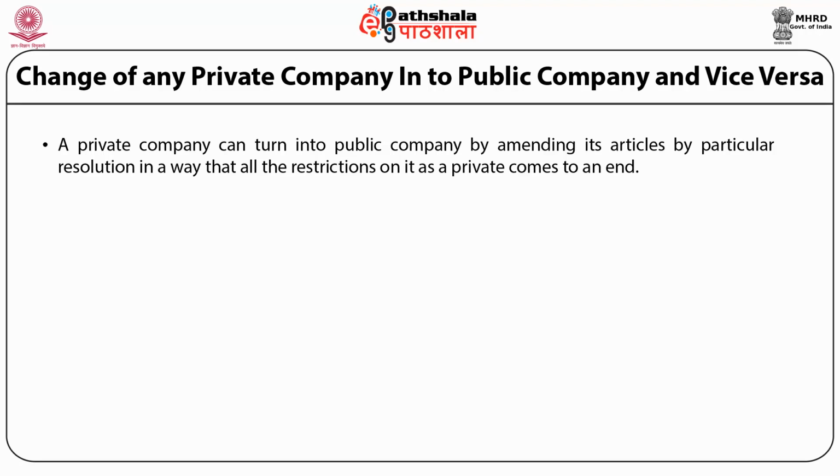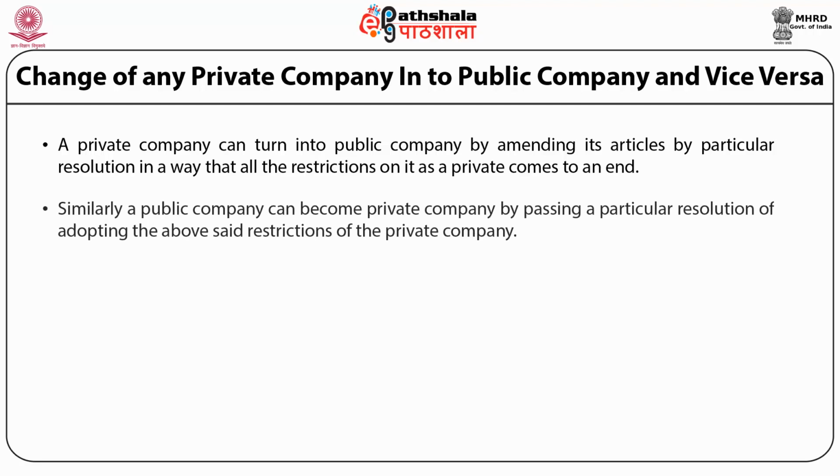A private company can turn into a public company by amending its articles by a special resolution in a way that all the restrictions on it as a private company come to an end. Similarly, a public company can become a private company by passing a special resolution adopting the above said restrictions of the private company. Now we'll discuss the company formation and its promotion.